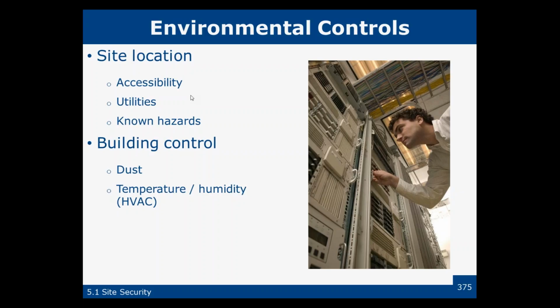There are other risks that are involved in utilities, electricity, water, things that we really don't have a whole lot of control over and may or may not be able to provide long-term backups for. Natural disaster hazards: flooding, tornadoes, hurricanes, high wind, those types of things. And then in the building control, things that we can control: dust, temperature, and humidity, all through our HVAC system, and dust filtering, obviously.